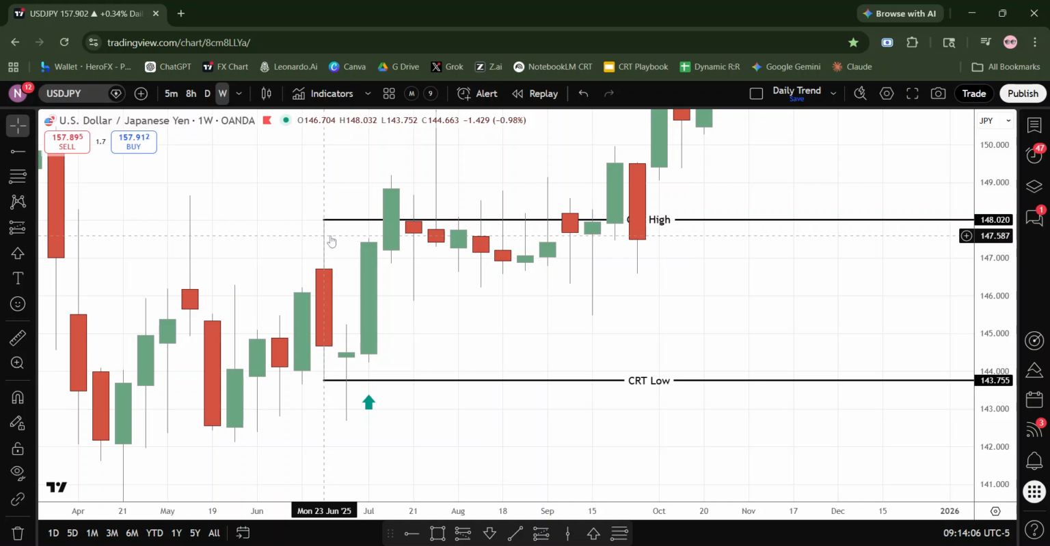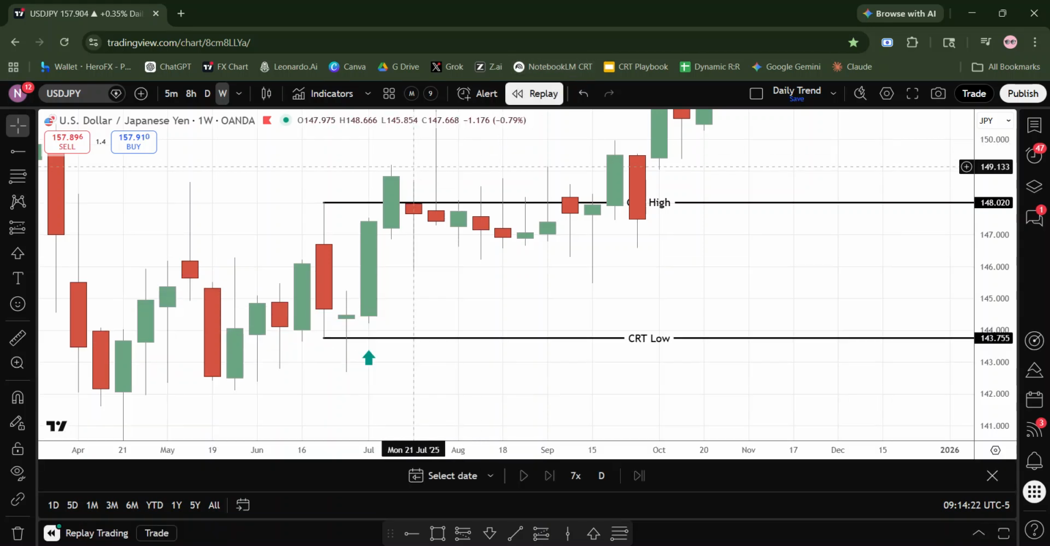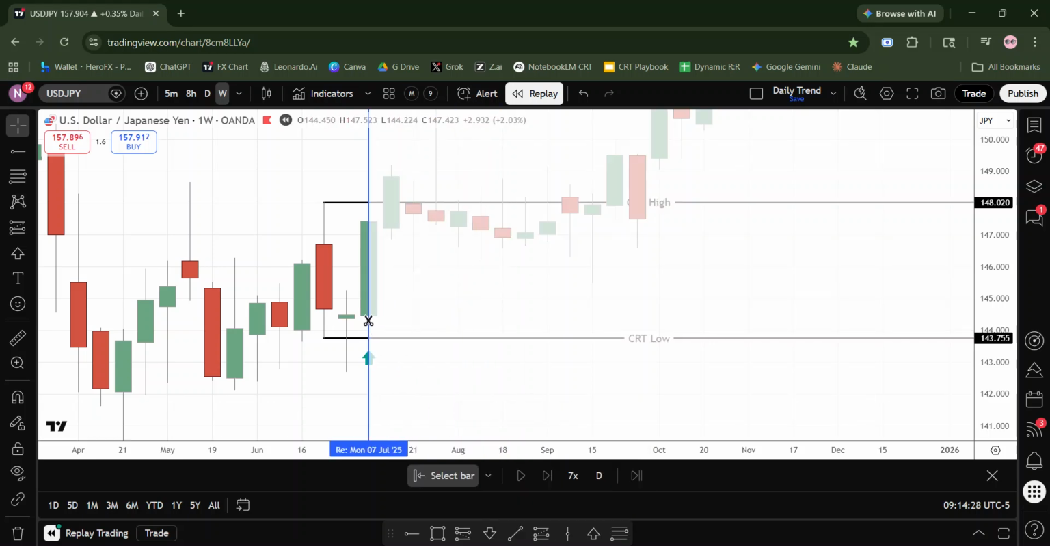So candle one is the week of June 23rd here. Candle two, the week of June 30th, 2025. And then candle three is the week of July 7th, 2025. So we're going to go to our replay option here. And when you identify, let's go back, we'll select the bar.